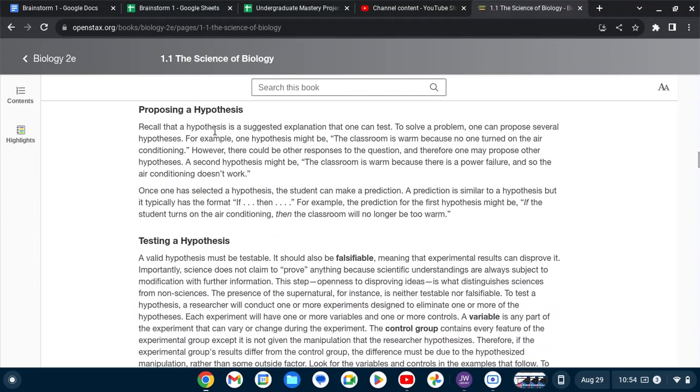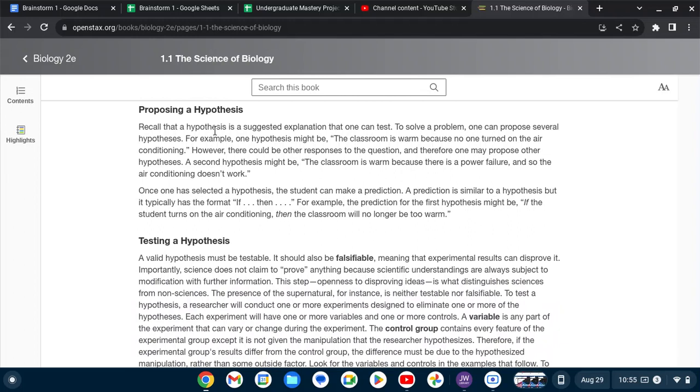Proposing a hypothesis. Recall that a hypothesis is a suggested explanation that one can test. To solve a problem, one can propose several hypotheses. For example, one hypothesis might be the classroom is warm because no one turned on the air conditioning. However, there could be other responses to the question, and therefore one may propose other hypotheses.